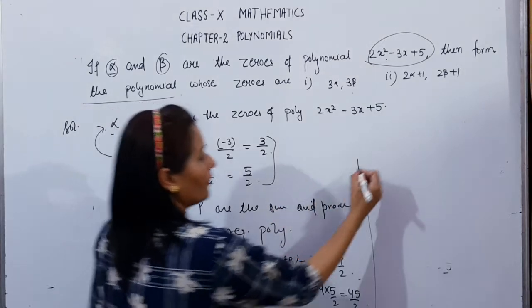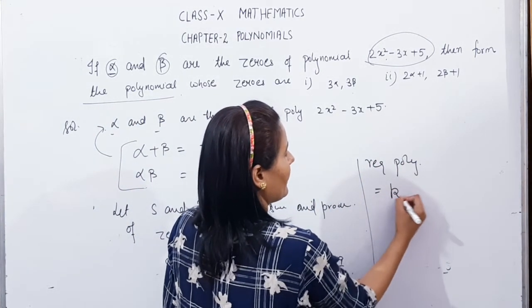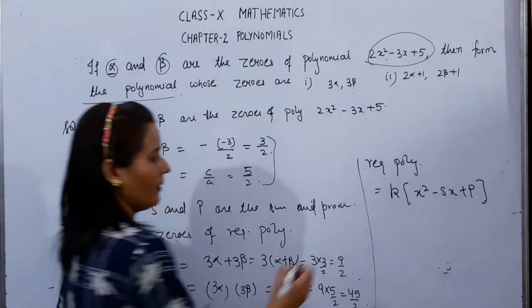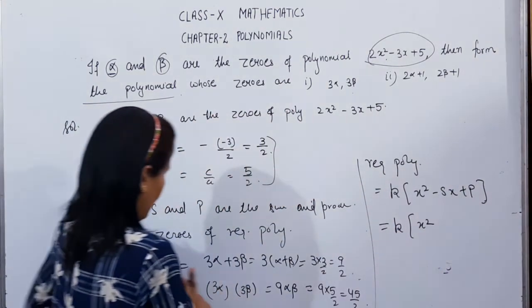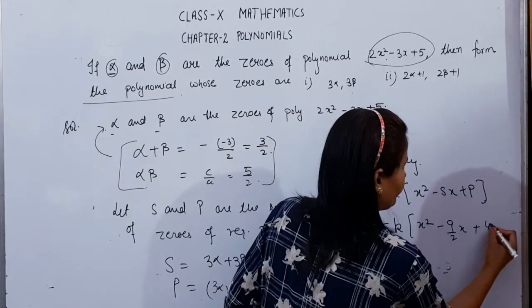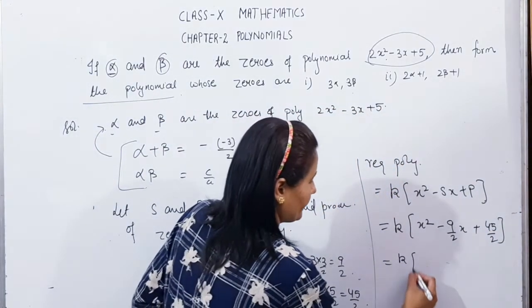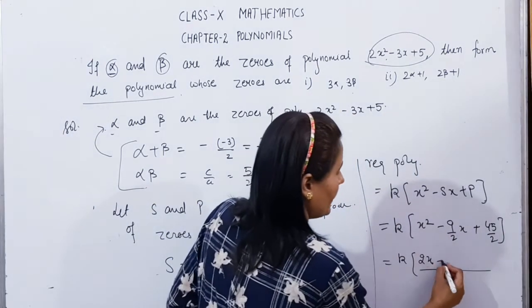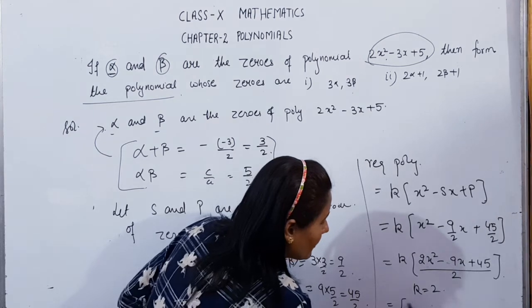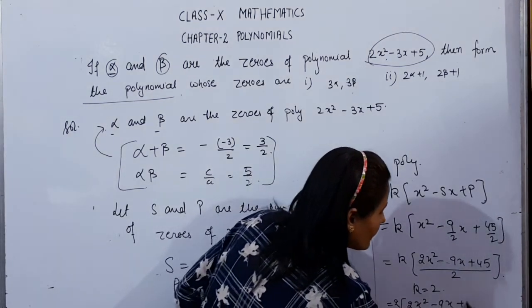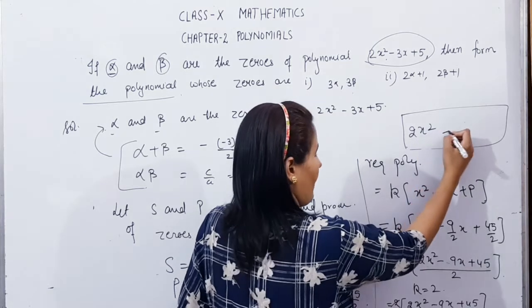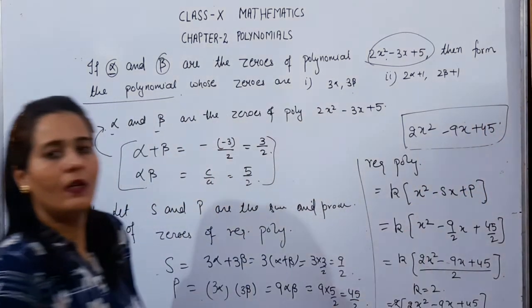Now, we know how to write the required polynomial. What was the formula? k times x square minus Sx plus P, sum and product. Sum and product we have already found. So let's write it here: k into x square, S is 9 upon 2, x plus P, product is 45 upon 2. Let's take 2 as LCM: 2x square minus 9x plus 45. K's value you can put as 2, and finally you will get 2 into (2x square minus 9x plus 45) upon 2. The 2's are cancelled and the required polynomial is 2x square minus 9x plus 45.